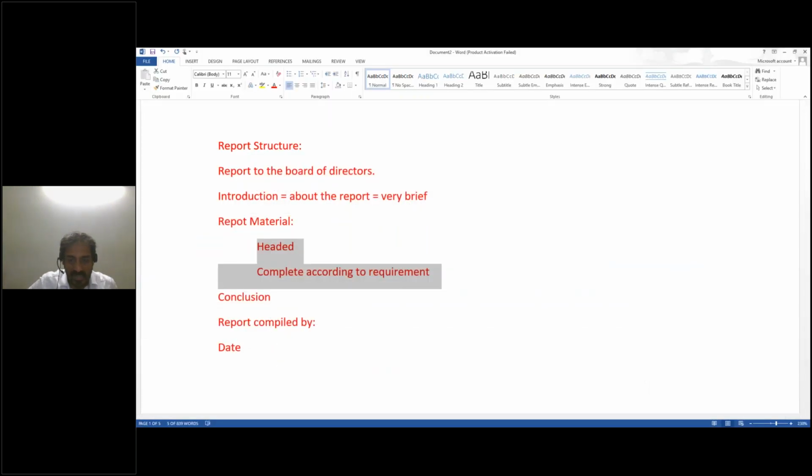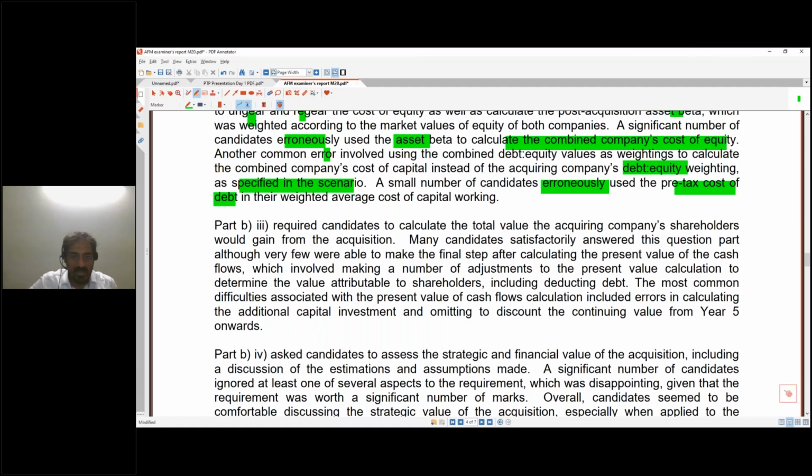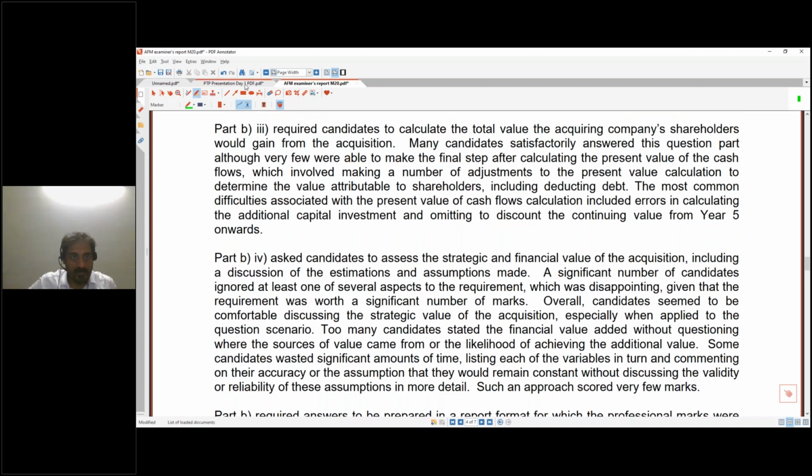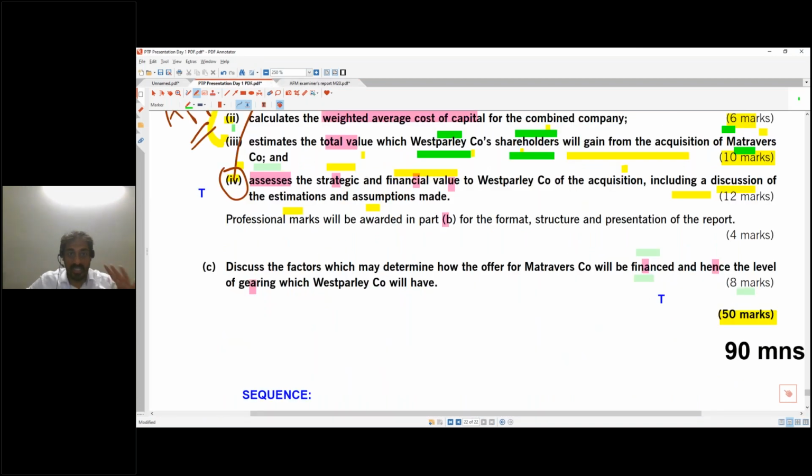This means that when you are working with this, listen carefully. Don't ignore this. Assess the strategic and financial value to West Parlay of the acquisition, including the discussion of estimation and assumptions.